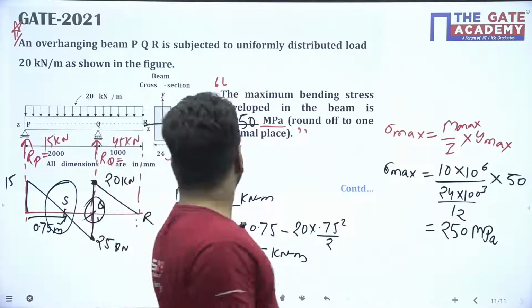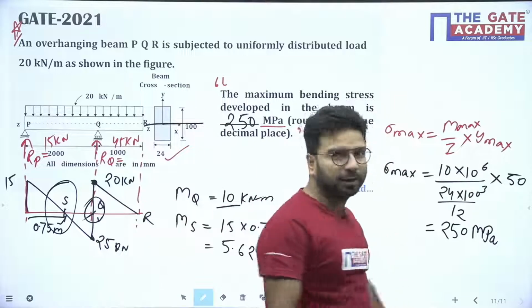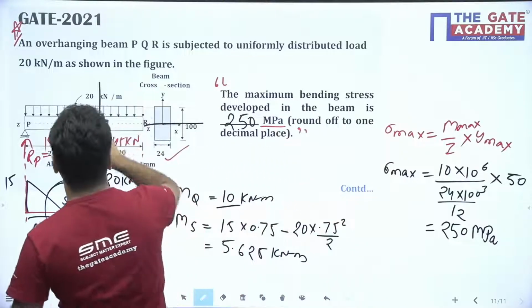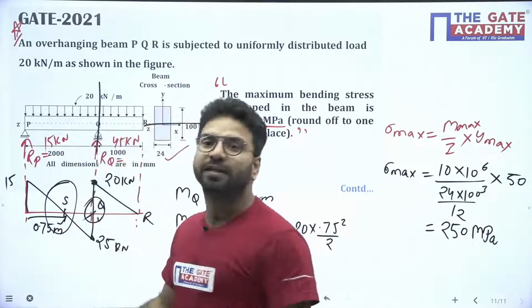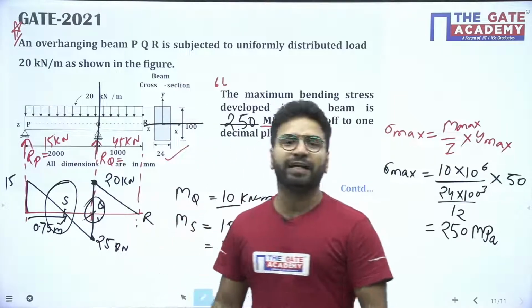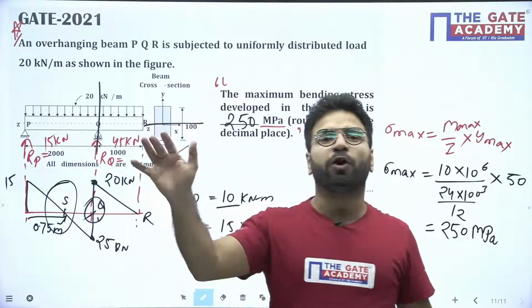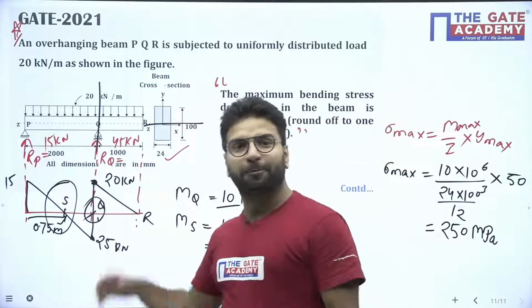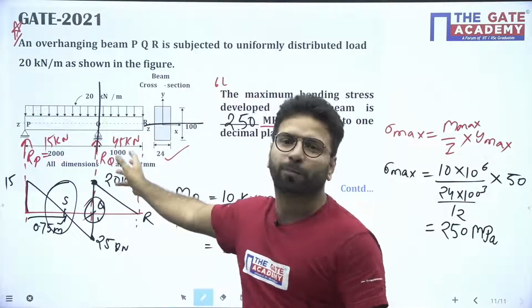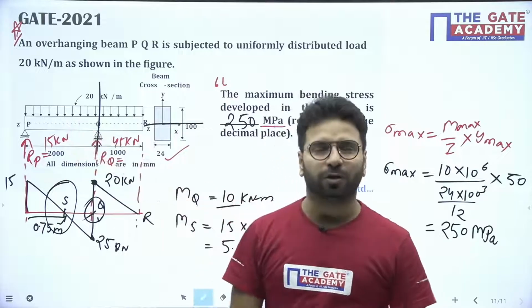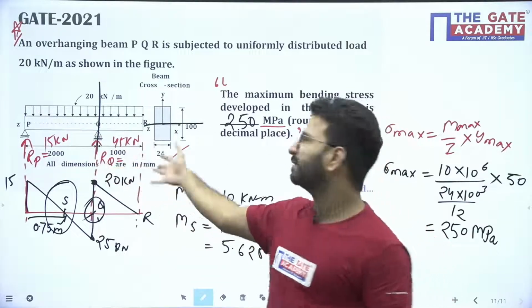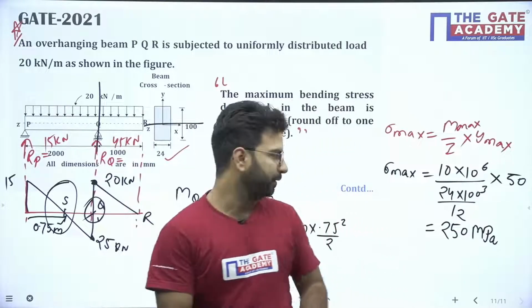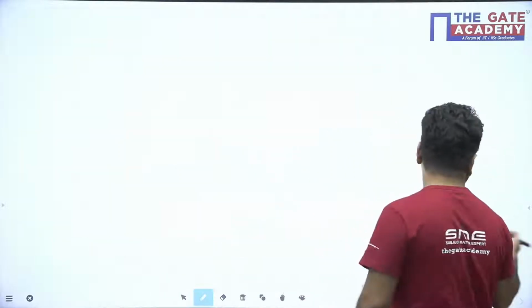But here the loading is uniform. If the loading is non-uniform, say they put some other intensity here, then it may change. That's why we are not making any statement here that definitely it will be maximum there. It depends upon the loading condition also, but if the same uniform loading is there, then definitely it will come maximum at the support only. All right, next question.